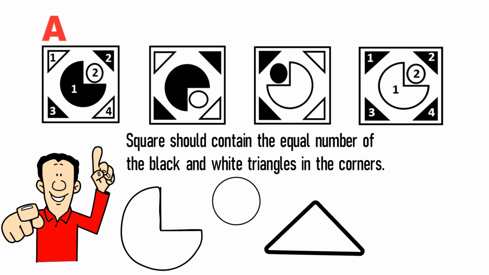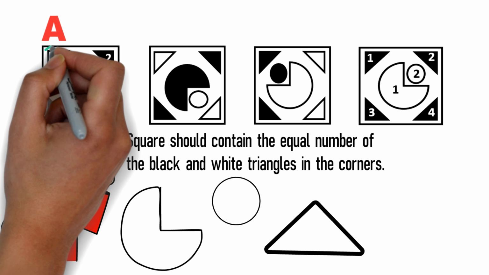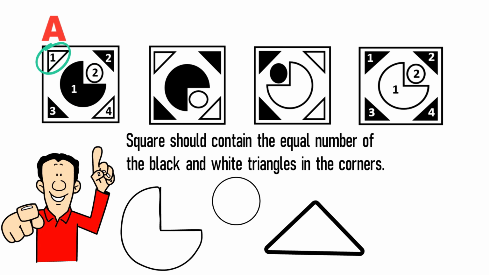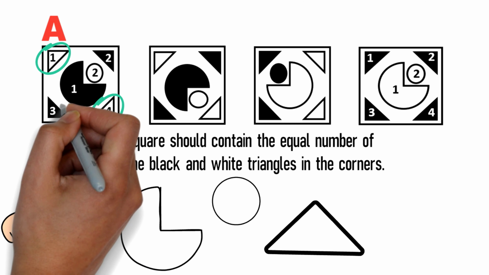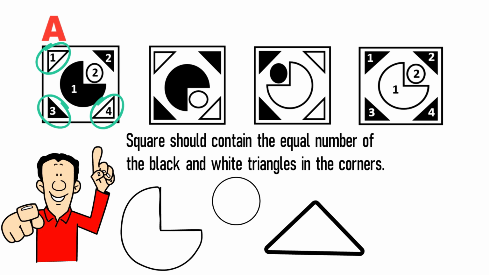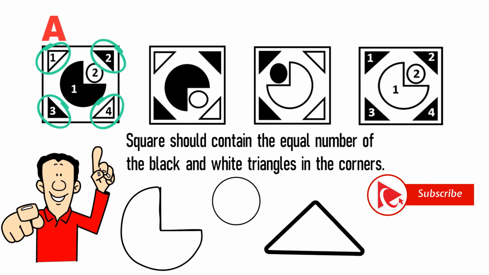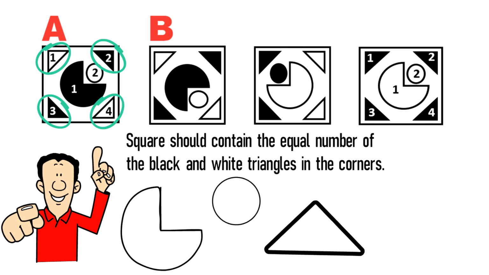Triangles in square A are positioned diagonally across each other. White triangles are located in the upper left corner and in the bottom right corner. And black triangles are located in the bottom left corner and in the upper right corner. You can see that the same pattern exists in shape B, 2 white triangles and then 2 black triangles, and in shape C, 2 black triangles on the left and 2 white triangles on the right. But if we look at choice D, you see that there are 4 black triangles in the corners.